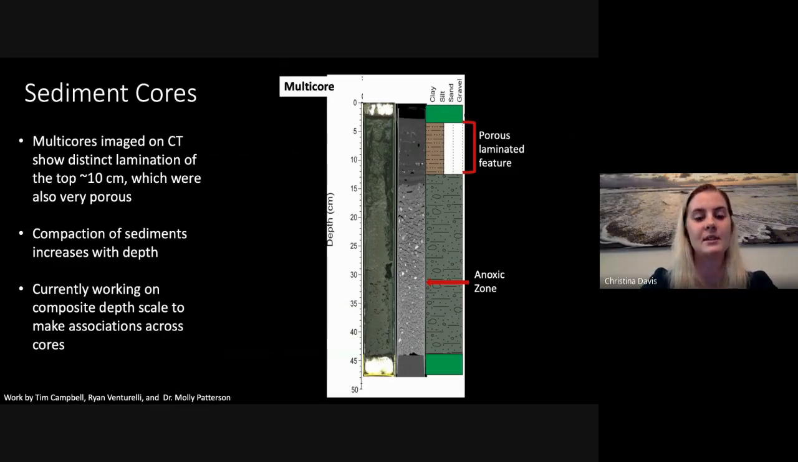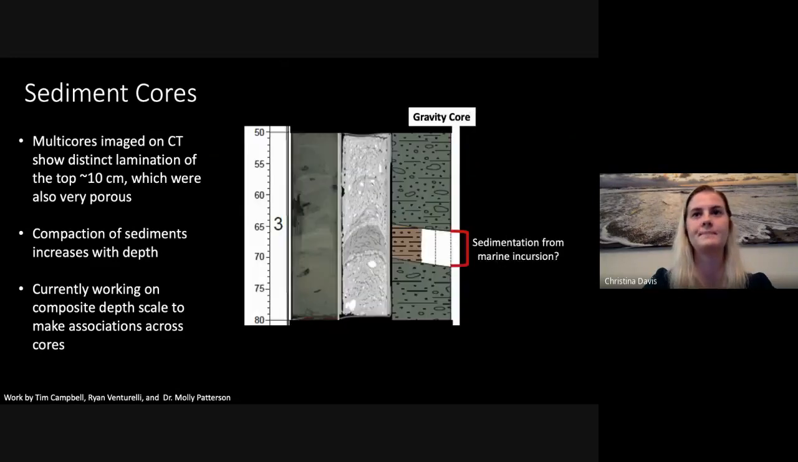But also, since it is very porous, it's a good space for these microbes to acquire nutrients and water for cycling pathways. Also of note, about 30 centimeters down in the core, we saw that it becomes an anoxic zone. So this is definitely going to cause community shifts. And it becomes more compacted as we move through the core.